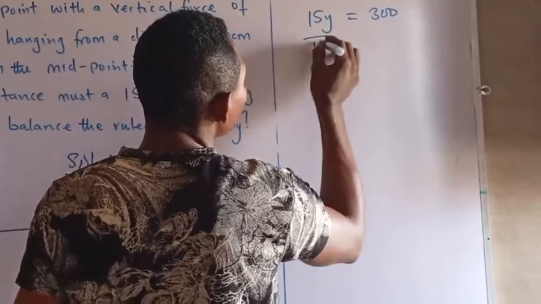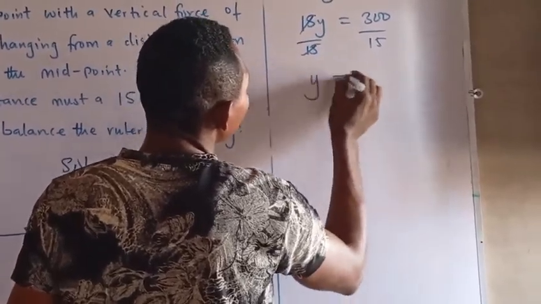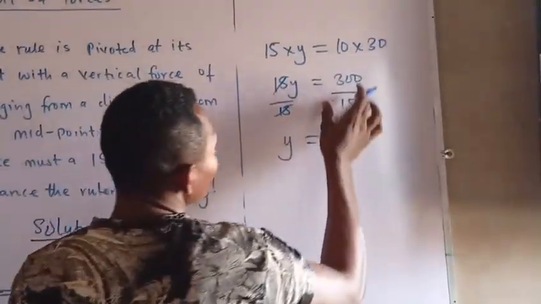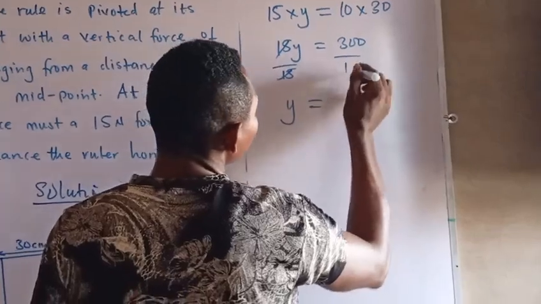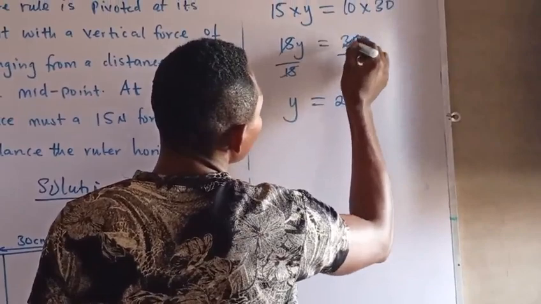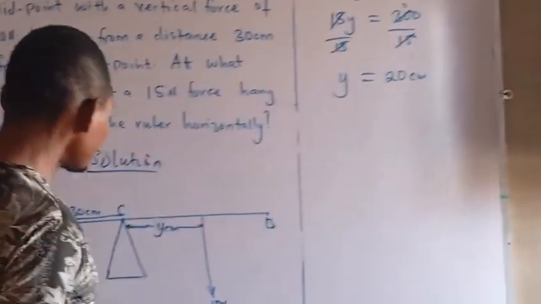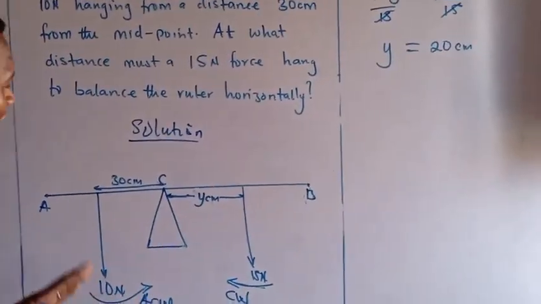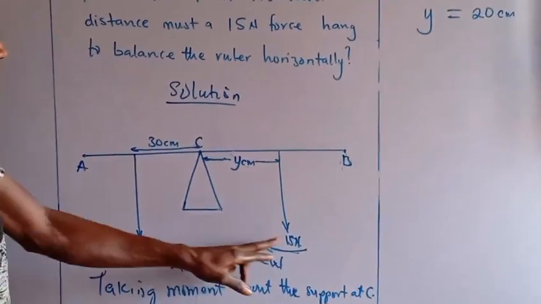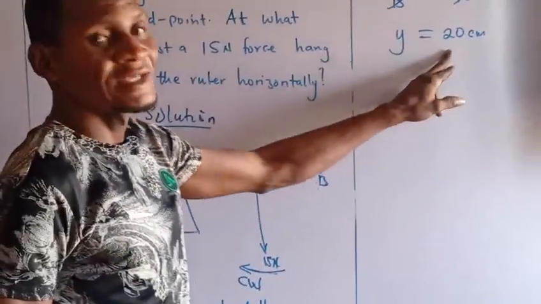Dividing both sides by 15, 15 will cancel out, then y is equal to 300 divided by 15, which gives us 20. That is 15 going into 30 two times. So we'll have 20 cm. So it means that the distance of the 15 Newton force from the support is 20 cm.